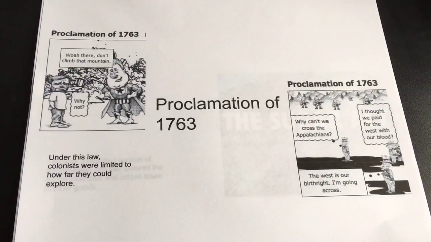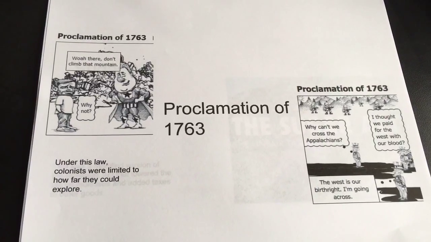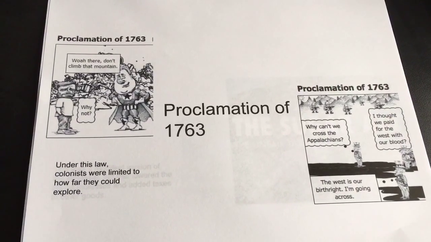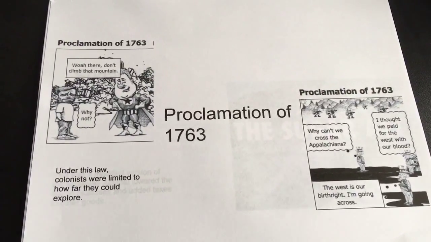The Proclamation of 1763 did not allow colonists to go west of the border the English had established. They were now restricted as to where they could explore and colonize westward. This angered the colonists and caused them to revolt against England as a result.